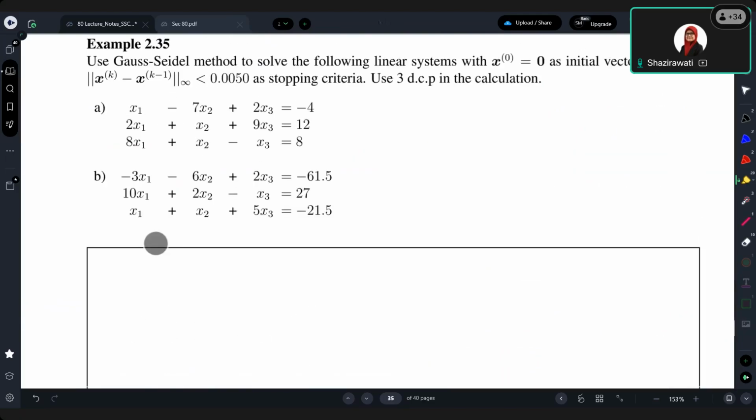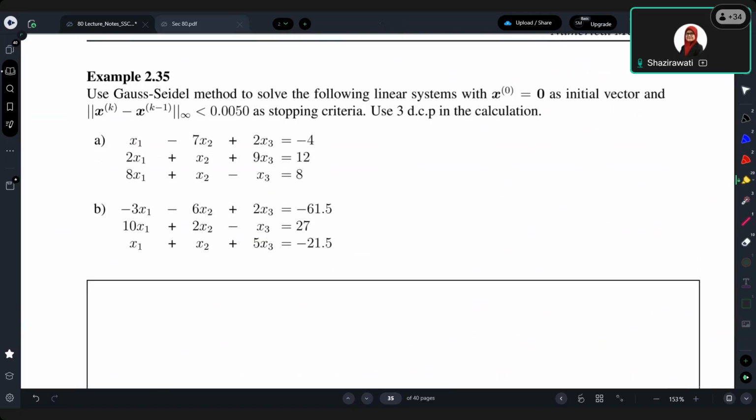Okay, now we want to look at example 2.35 in your textbook, page 67. Kita ambil satu je lah. 2.35. Lain ni. Bukan. Ini 2.34 your textbook kan. 2.34. Okay, kita ambil A je lah. Okay, nak buat dua-dua mungkin tak sempat hari ni. Okay, kita tengok A saja.